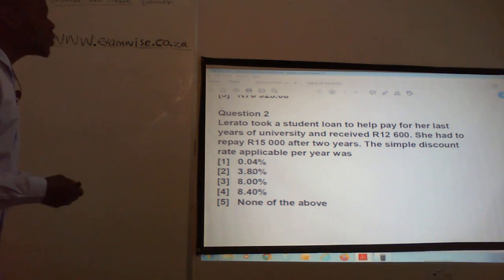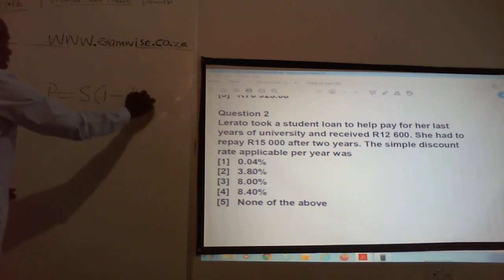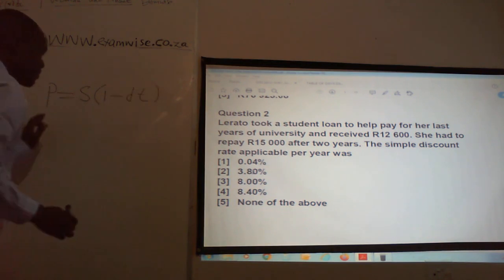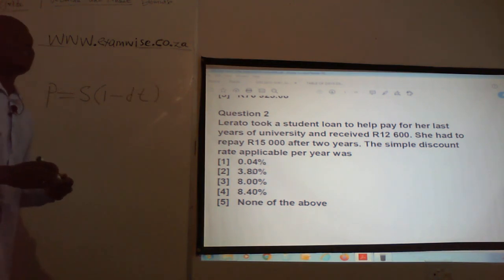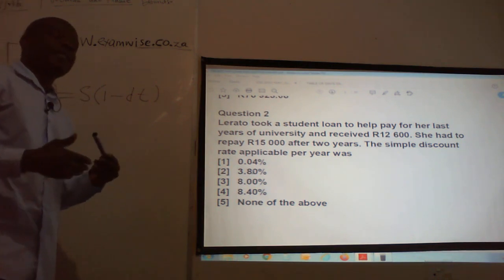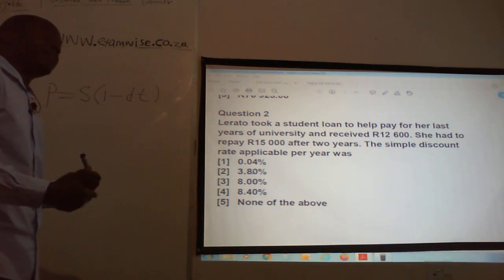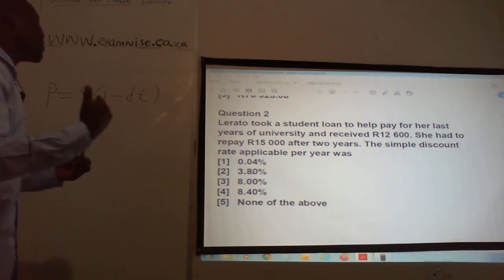So under simple discount, the main formula which we have is P equals S in brackets 1 minus D times t. This main formula will be given in the exam. This is the formula for calculating the present value or principal under the simple discount model.